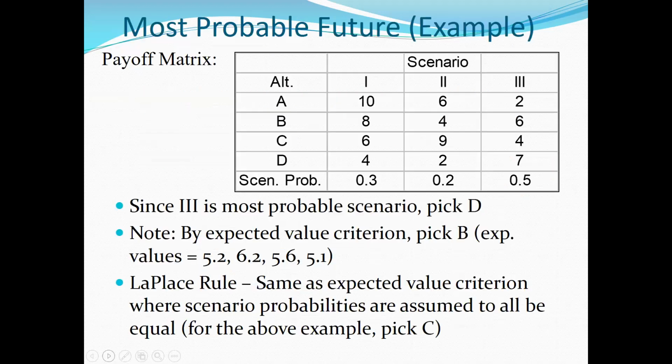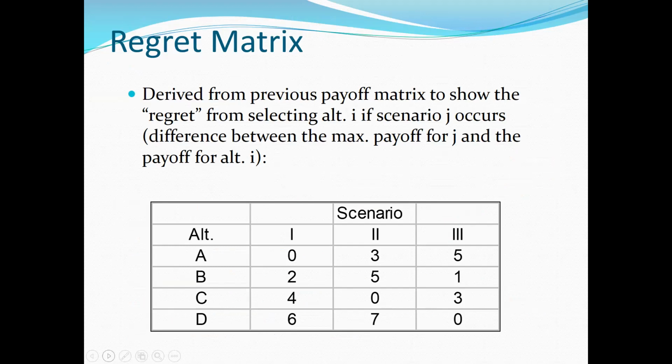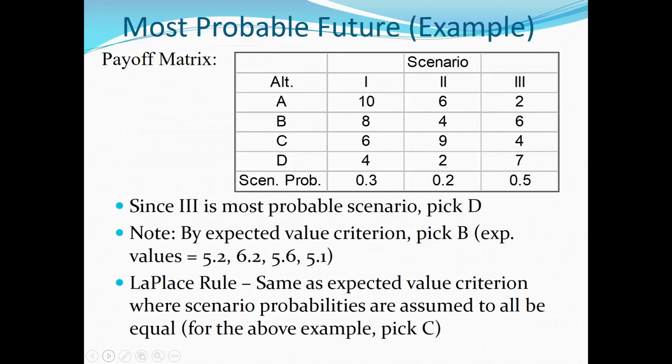The regret matrix is defined based on this: if you select alternative I, but scenario J happens. If you select alternative I and scenario J happens, what is your regret in that scenario? So let's try to see if we can come up with our own regret matrix for A, B, C, and D. And then I'm going to try to annotate it with the chart here.